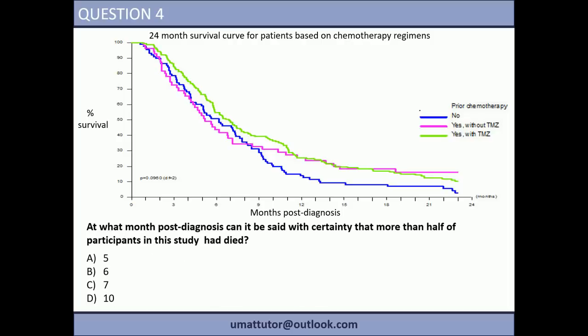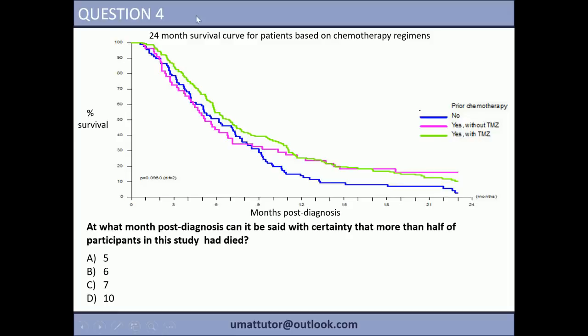Just one more question now based on the same graph. The new one is, at what month post-diagnosis can it be said with certainty that more than half of participants in the overall study had died? So we're looking at the point at which more than half of participants overall had died. So that's the point at which overall the survival curve drops below 50%.